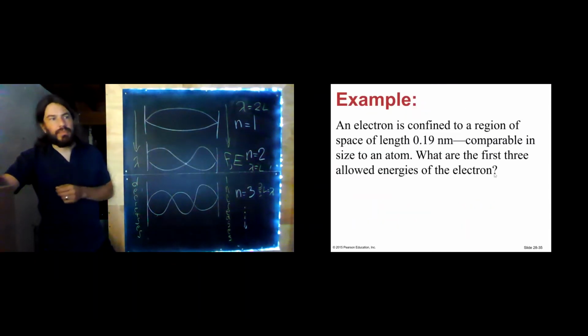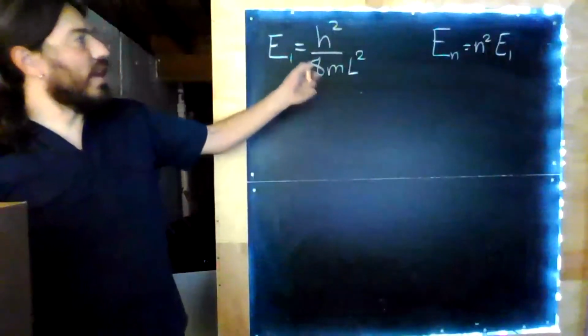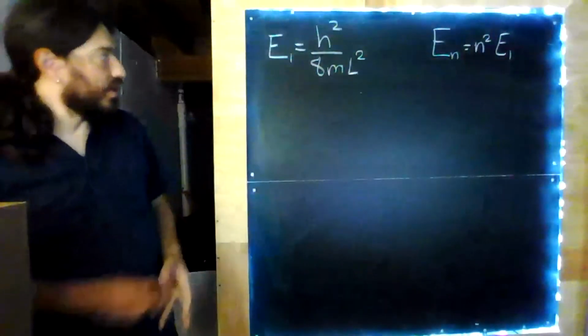Let's do a quick example. An electron is confined to a region of space of length 0.19 nanometers. This is comparable to the size of an atom. What are the first three allowed energies of the electron? All right, well, let's just use that equation and see what we get. Okay, so we're going to find E1 first. We're going to use this equation right here.